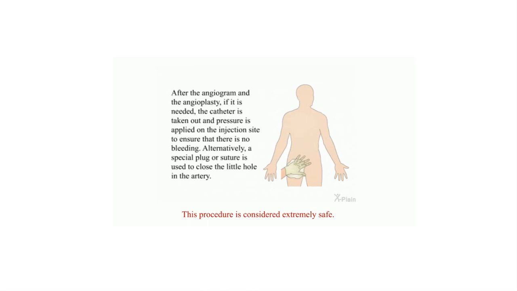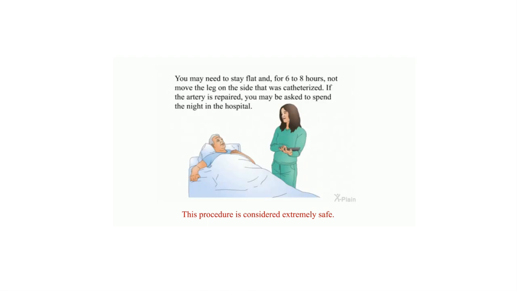After the angiogram and the angioplasty, if it is needed, the catheter is taken out and pressure is applied on the injection site to ensure that there is no bleeding. Alternatively, a special plug or suture is used to close the little hole in the artery. You may need to stay flat and for 6 to 8 hours not move the leg on the side that was catheterized. If the artery is repaired, you may be asked to spend the night in the hospital.